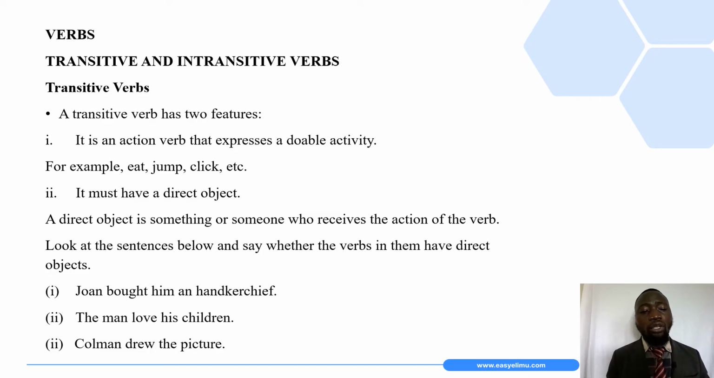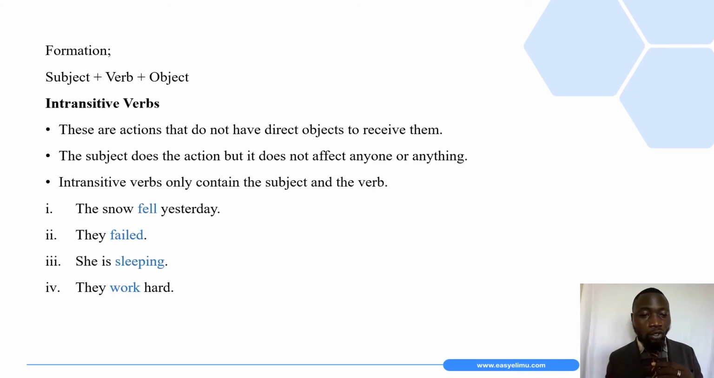So again, looking at the third sentence, Collins drew the picture. So we have the subject Collins, then the action verb drew, then there is the direct object that is now the picture. A sentence that has a verb with a direct object will take the formation subject plus verb plus object. Subject, verb, object, in that order.